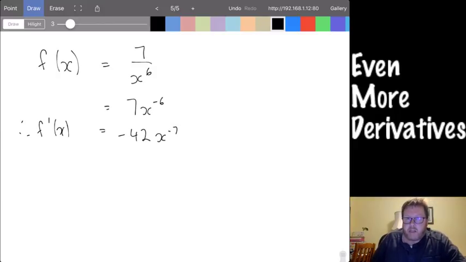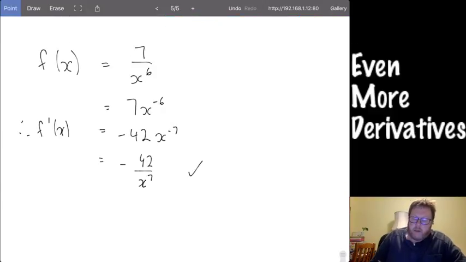So the application of the rule is identical to the ones we've been doing in the past. It's just that you need to take special care because you're dealing with negative numbers. And again, I might leave it like that, or I might make it negative 42 on x and make the power positive again. If you're going to sink it down to the bottom, it's 42 over x to the power of positive 7. And that's it. I'd probably do it like that because then that form is in a similar form to the original form.